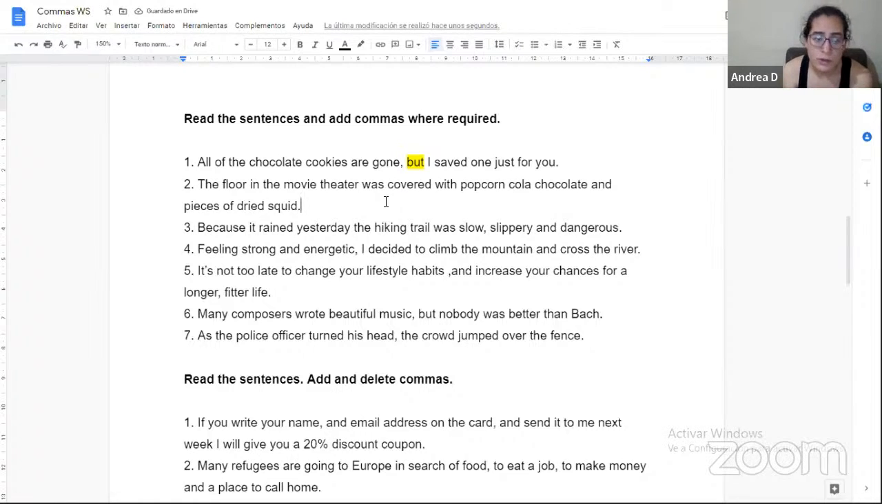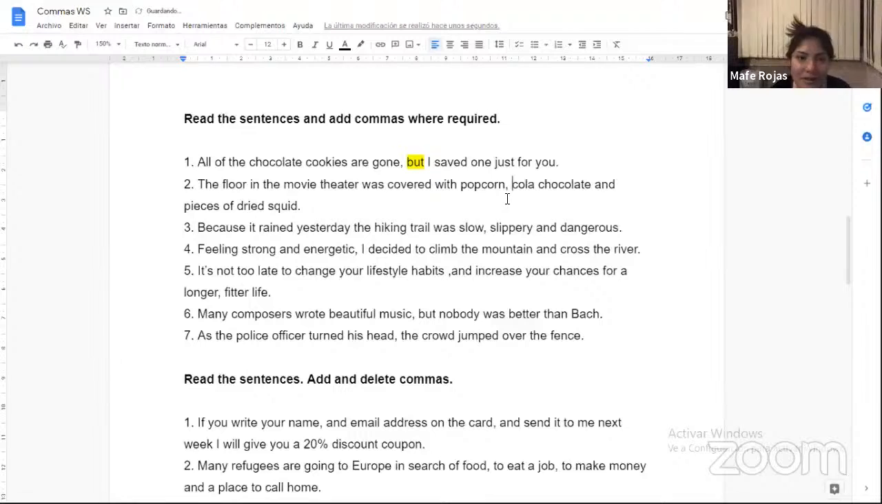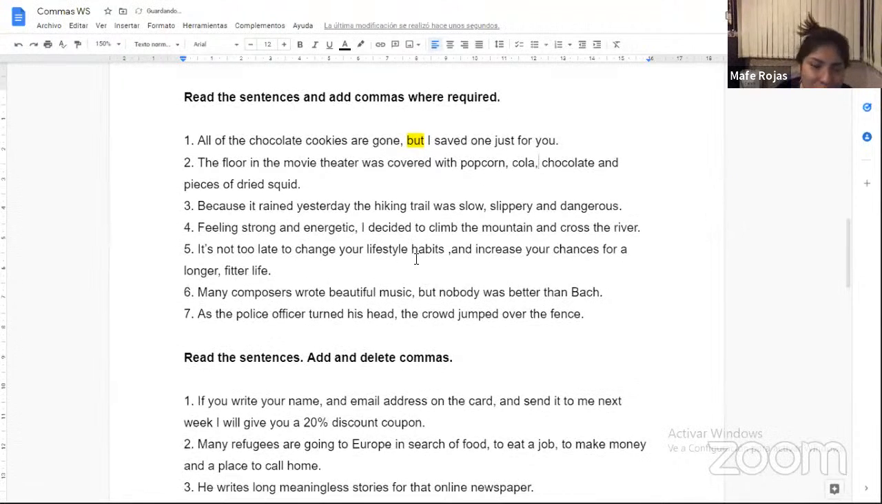Now, the floor in the movie theater was covered with popcorn, cola. Oh, I forgot chocolate. I'm sorry. The floor in the movie theater was covered with popcorn, cola, chocolate, and pieces of dried squid. Nice.